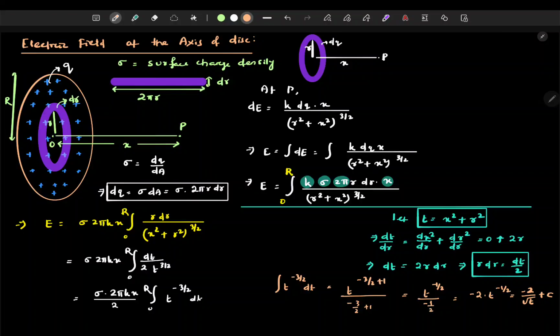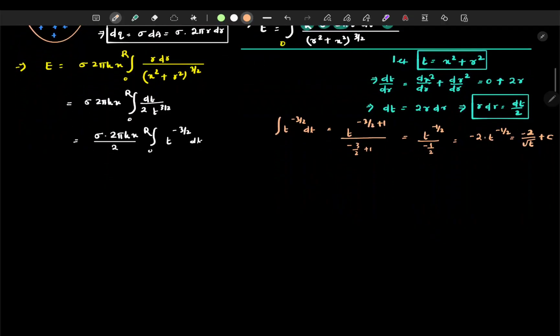Yes, so here it is a definite integral, the limit point is available. So 0 to R is the limit point. So instead of this we can write: sigma pi kx, then the integration of t to the power minus 3/2 dt is minus 2 by root t, from 0 to R. We have to keep in mind that when the limit point changes, we must also be careful with dt, otherwise it will be a mistake. So the integration of t to the power minus 3/2 dt is minus 2 by root of t, from 0 to R.